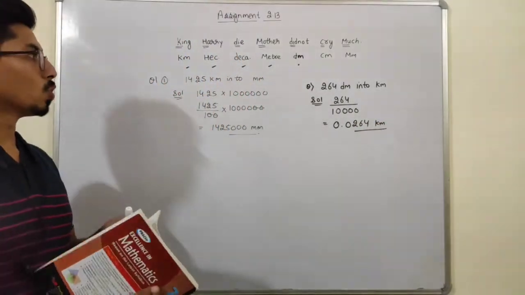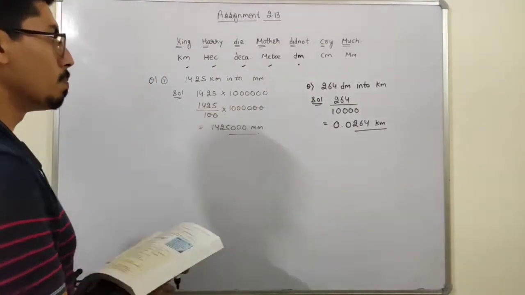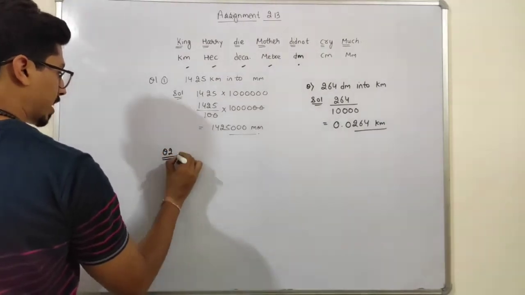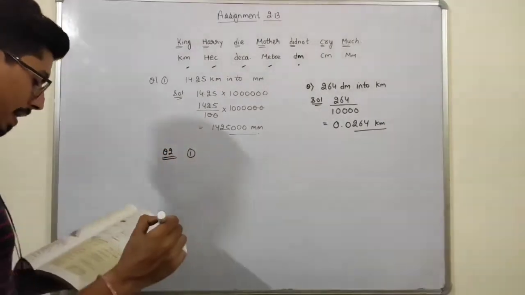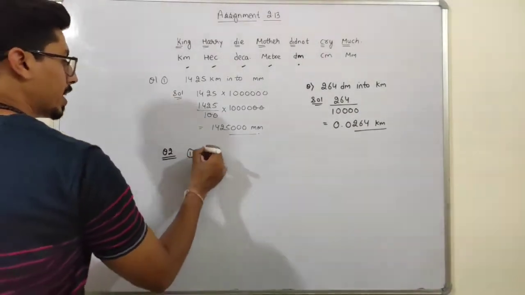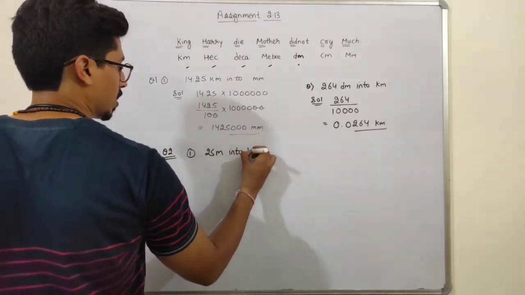Okay, students. So this is our complete first question. Now moving forward to our question number second. That is, first part is convert 25 meter into kilometer. 25 meter into kilometer, students.